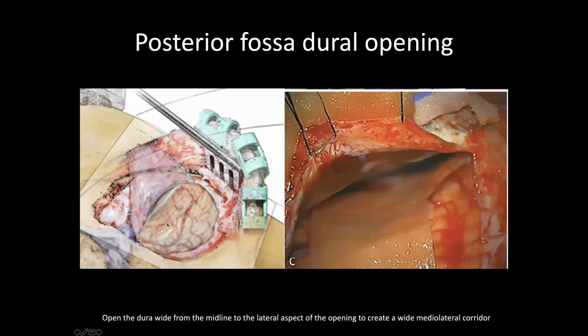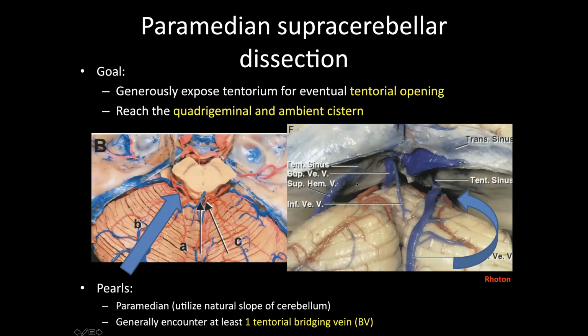So once the craniotomy is performed, you'll want to open the dura. Again, generous medial lateral coverage from just lateral to the occipital sinus, extending laterally to just medial to the sigmoid sinus. And this again will give you a good medial lateral working corridor and maneuverability.